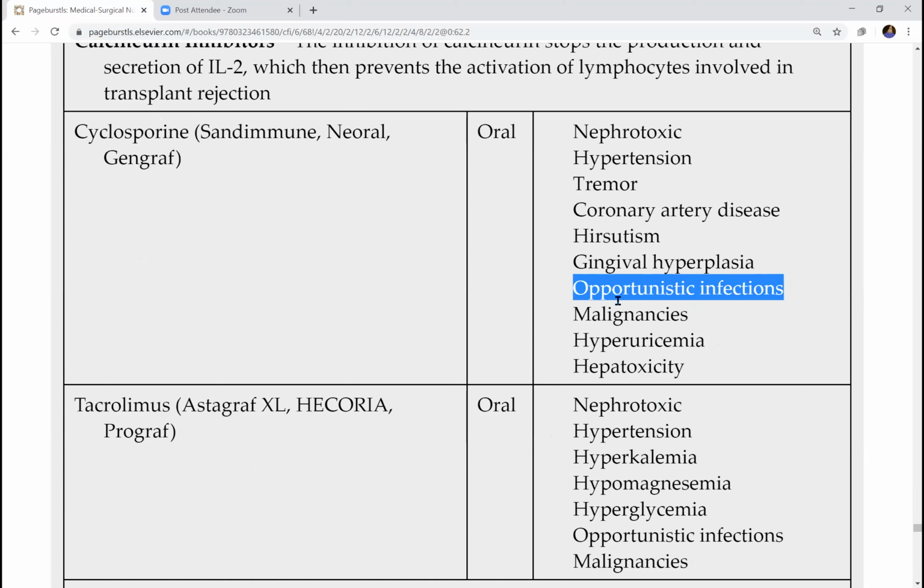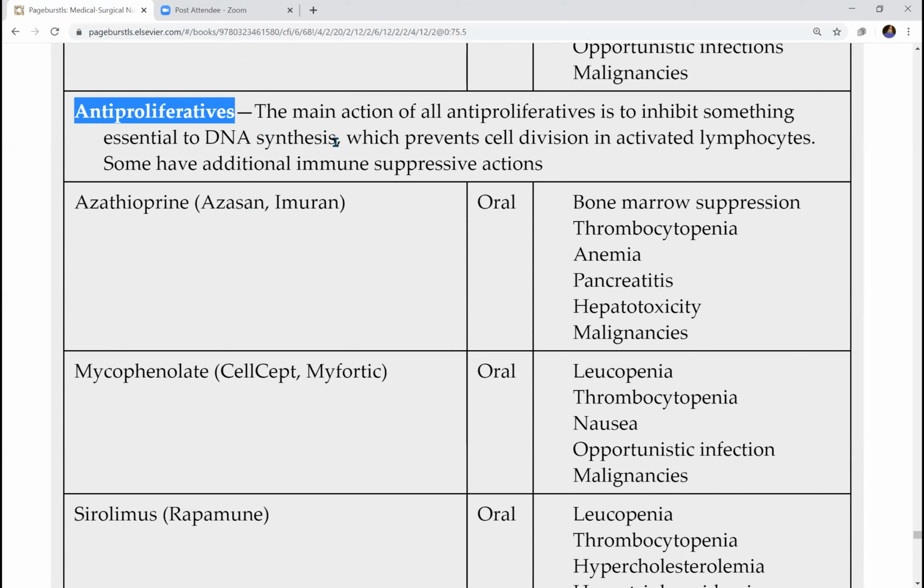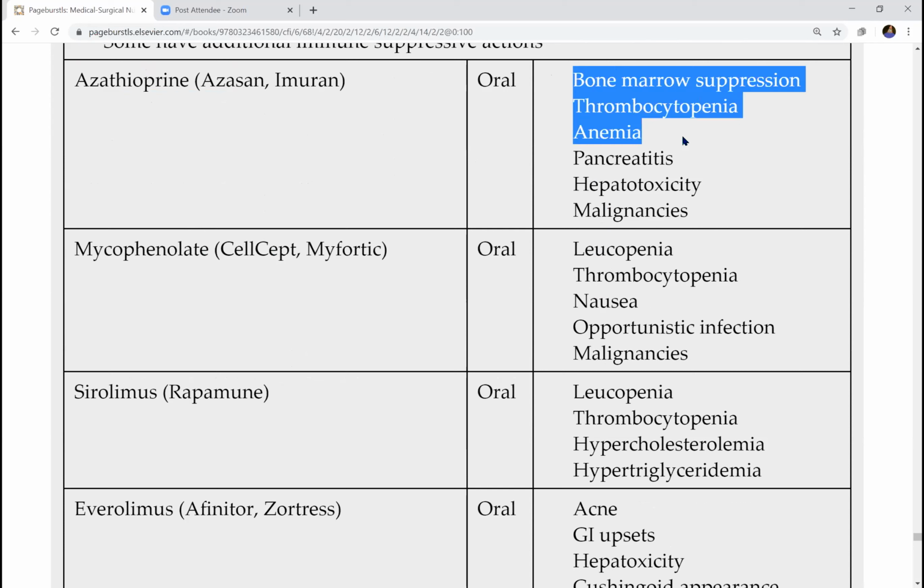Next group are anti-proliferatives. By the term itself, these are anti-cancer medications. Their main activity is to inhibit something essential to DNA synthesis, so they suppress cell division. They will affect division of specifically lymphocytes. However, the drug won't distinguish between lymphocytes and other blood cells, which are also rapidly dividing. As a result, these drugs, specifically azathioprine and mycophenolate, are going to cause pancytopenia. All of them cause bone marrow suppression, and once myelosuppression occurs, you have anemia, thrombocytopenia, and neutropenia.